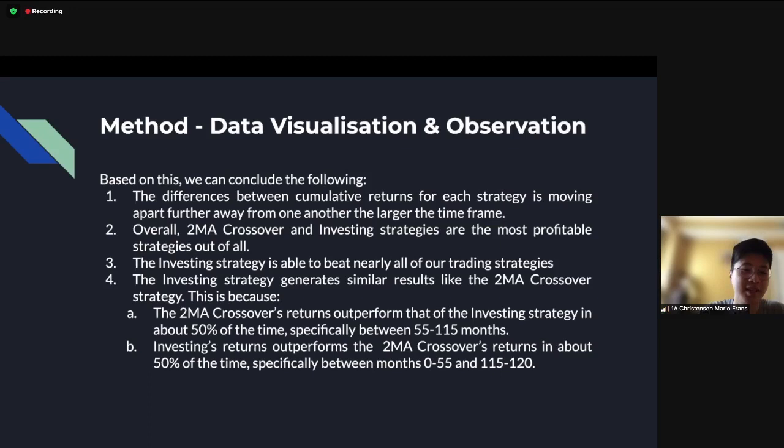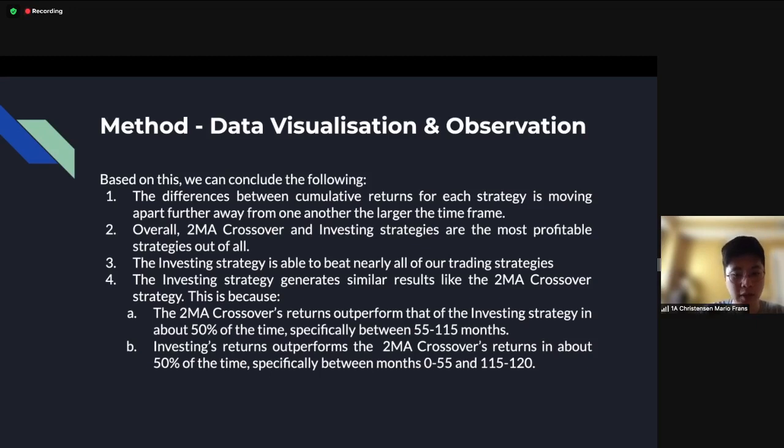Next, as we can conclude from this chart, the differences between the cumulative returns for each strategy are also moving further and further away from one another as the time frame increases. So overall, the two moving average crossover and the investing strategies are the most profitable strategies out of all. The investing strategy is also able to beat nearly all of our trading strategies. And fourth, the investing strategy generates similar results to the two moving average crossover strategy.